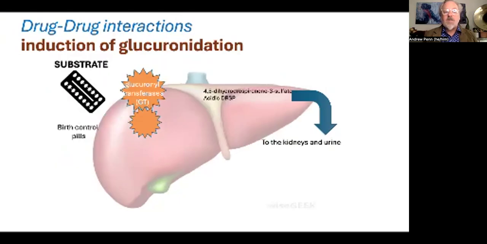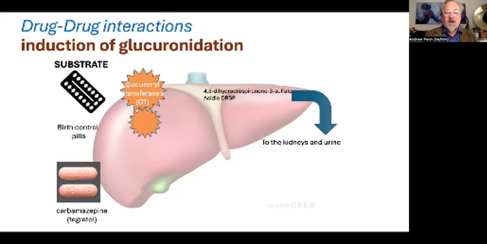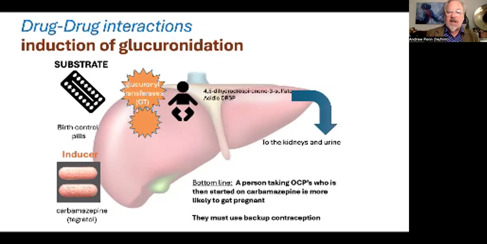Here's another example. So glucuronyl transferases are also responsible for excreting the hormones in oral contraceptive pills. So they're coming out through the glucuronyl transferases, getting ready to be excreted, and we add that same drug, carbamazepine, in there, remembering that it's an inducer. It's going to speed that process up, and out is going to come the birth control pills, and they're going to become less effective. So the bottom line here is that if you have a patient who is taking oral contraceptives, we introduce an inducer like carbamazepine, we need to advise that patient to use backup contraception.